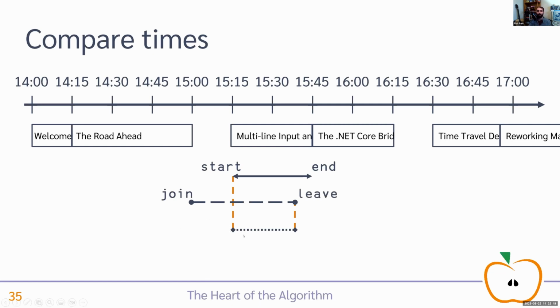And so our overlap here is defined by the later time of the start and the join times. And that's just the max between start and join. And the upper bound of our overlap is the earlier time, the minimum between the end and the leave times. And that overlap duration then is simply the difference between these two. And that's really the core of the solution.